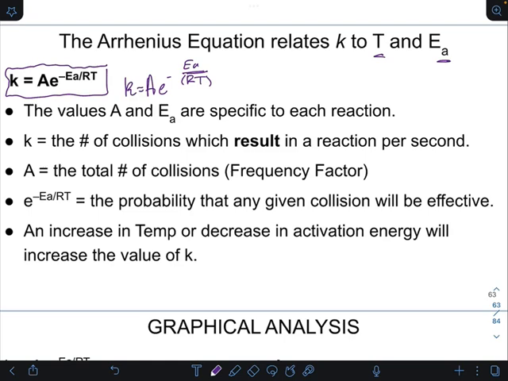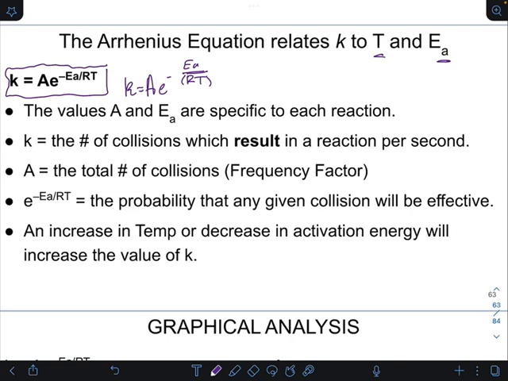Okay, and what K is describing is the number of collisions which will result in a reaction. A is the total number of collisions. So not necessarily the ones with enough energy, but just every single time that the atoms collide. This is also considered the frequency factor. It is a constant that you can look up.